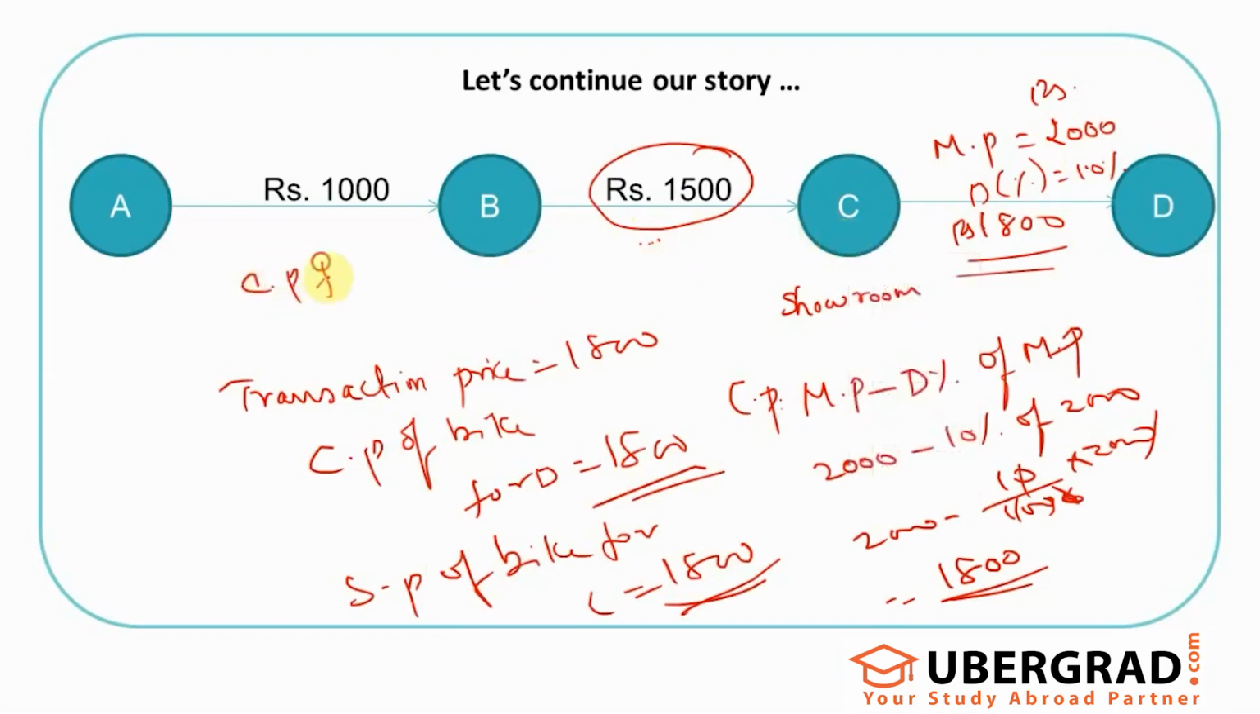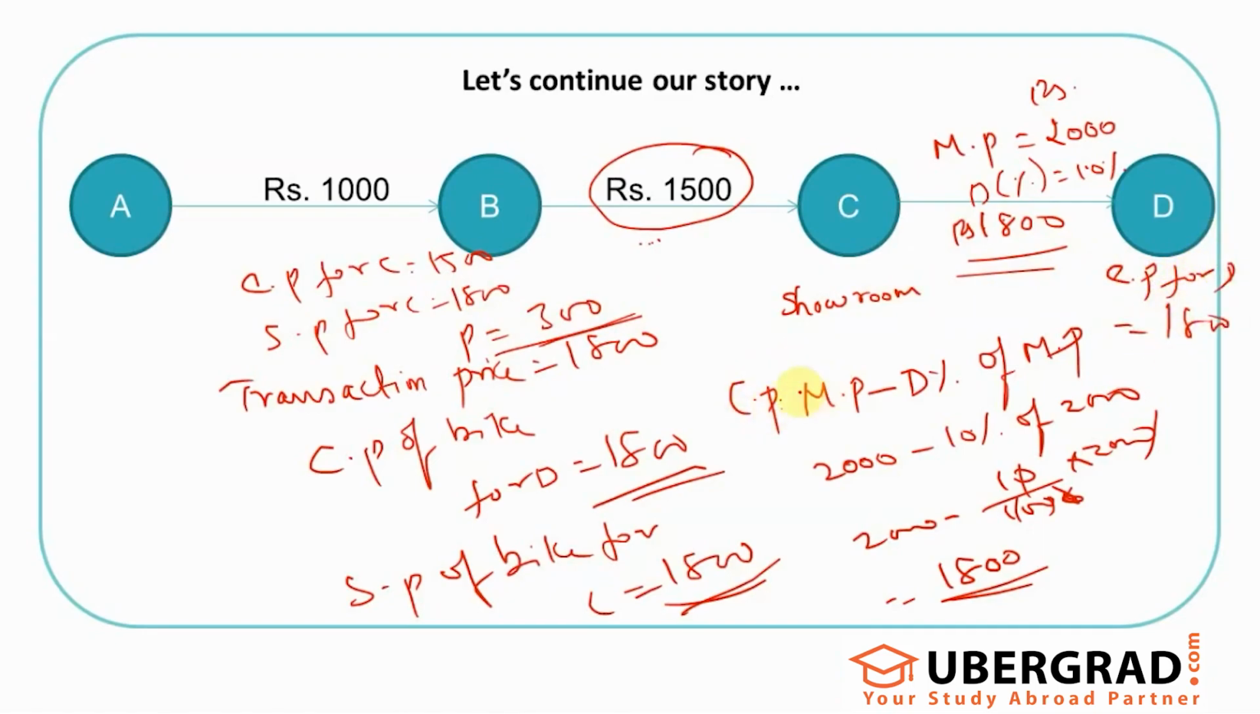Understand, the cost price for C is 1500. The selling price for C is 1800. And then the profit is 300 rupees, 1800 minus 1500. That's different from D. I don't know the selling price for D. The cost price of the bike for D is 1800.